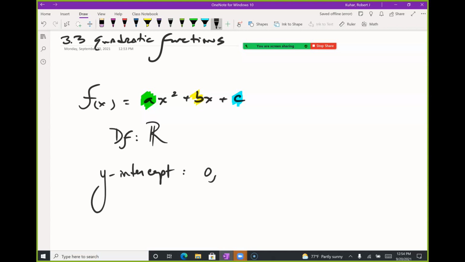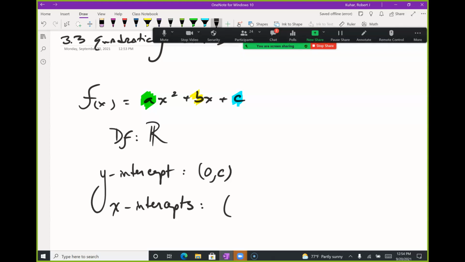Very good, class. 0, c, right? When I get a y-intercept, I plug in x is 0. What about x-intercepts? You plug 0 into the y value. Good, and I get negative b plus or minus the square root of b squared minus 4ac all over 2a for my x value. If it's real, right? If it's not real, if I get the square roots of negatives, I'm going to ignore it. We're going to say there's no intercepts in that case.